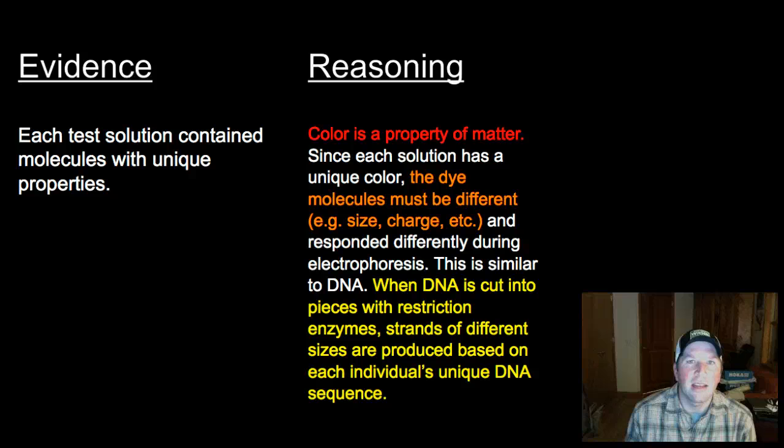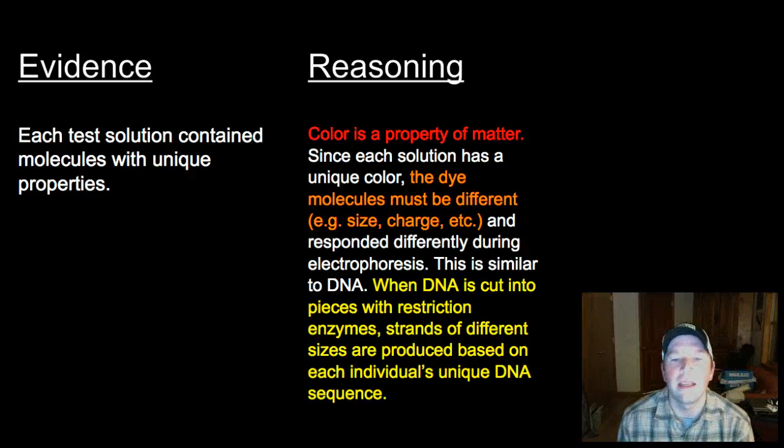I connect that directly to my claim and evidence by saying that when DNA is cut into pieces with restriction enzymes, strands of different sizes are produced based on each individual's unique DNA sequence. We're trying to make the jump to how I could use electrophoresis to identify a person with DNA. Because all of us have slight differences in our DNA, when we cut up our DNA with restriction enzymes, the pieces are going to have different properties, or in this case, different lengths.